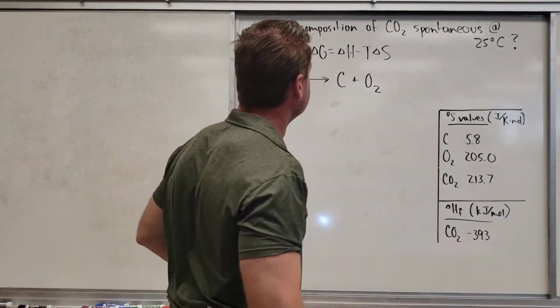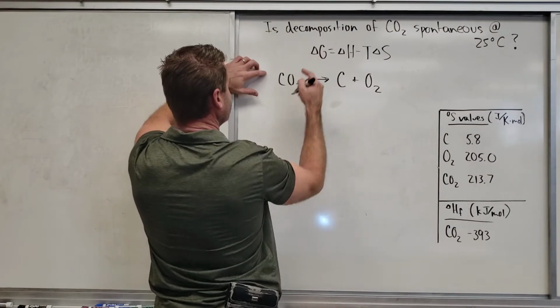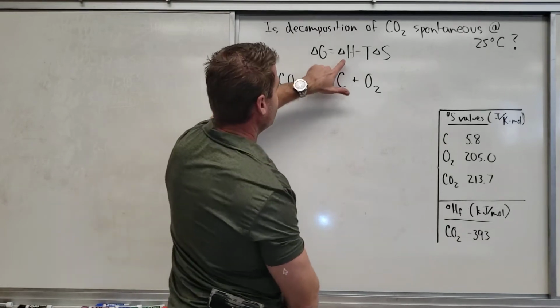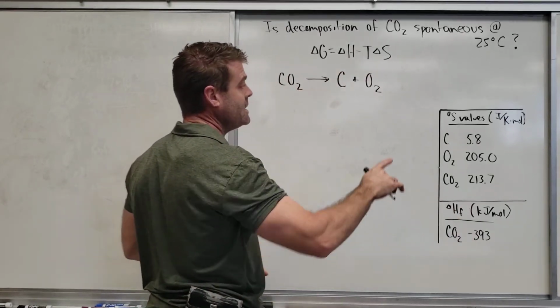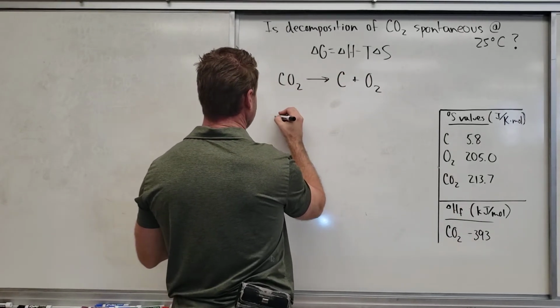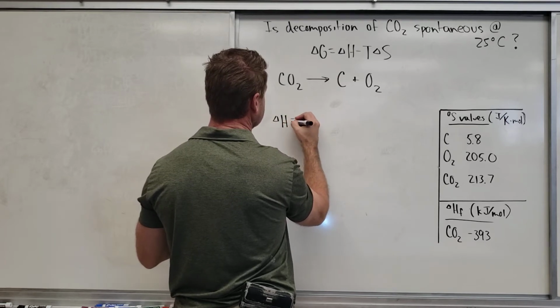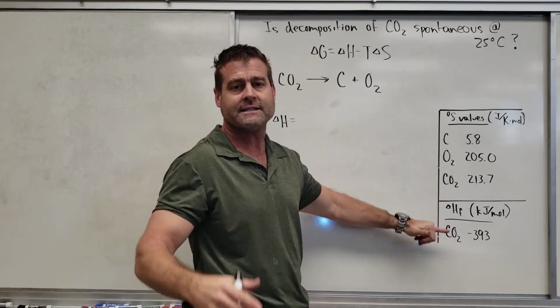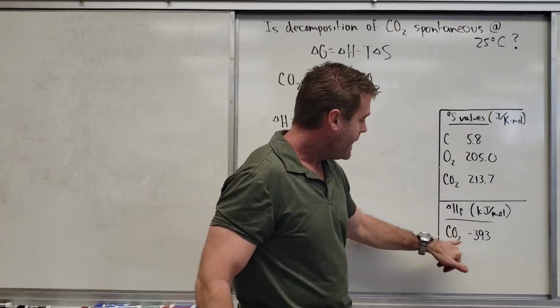So we're going to use Gibbs free energy. Remember, what I want to do is solve for delta G and see what sign it is. In order to get delta G, I'm going to have to calculate a delta H and a delta S. So let's do delta H right now. Notice I gave you the enthalpy of formation for carbon dioxide. You look this up in a table, and you'll notice it's negative.